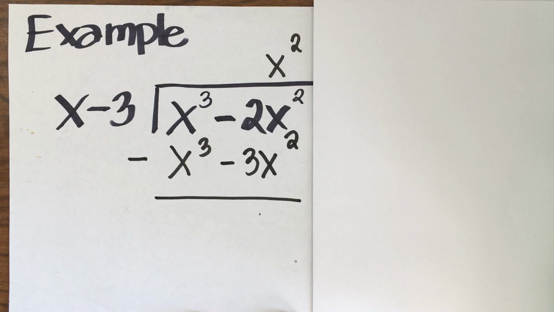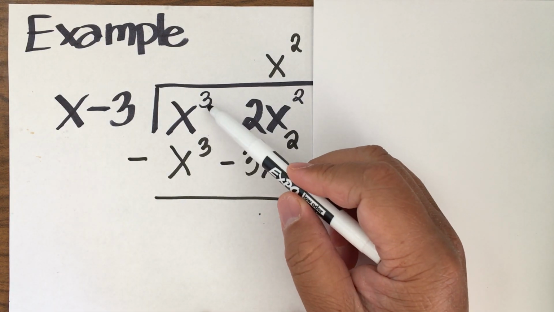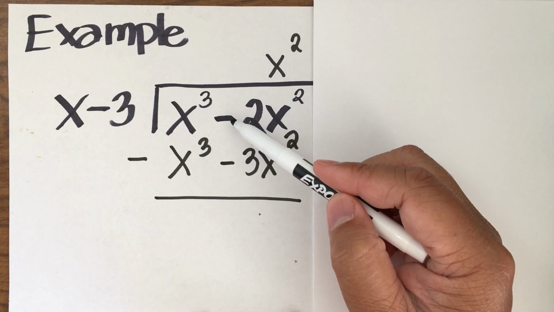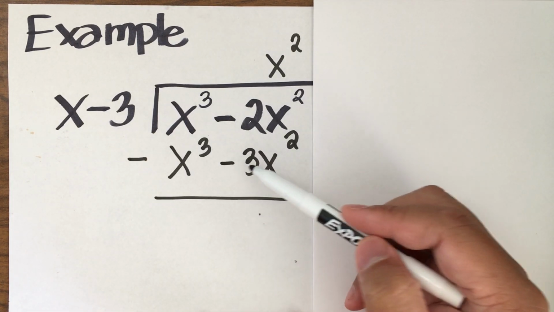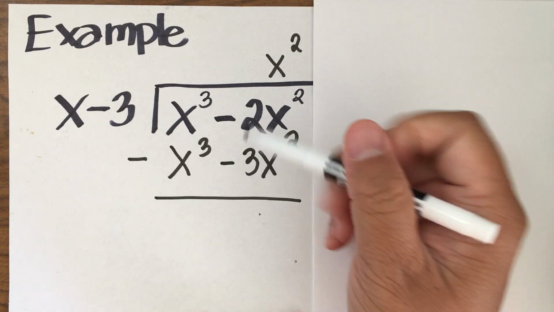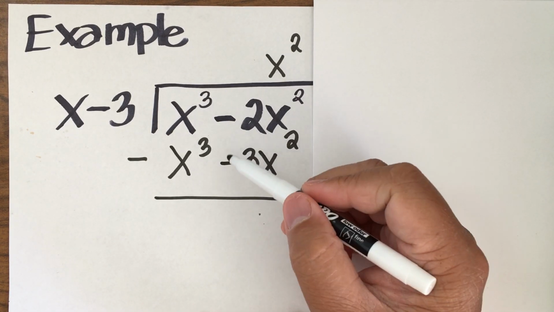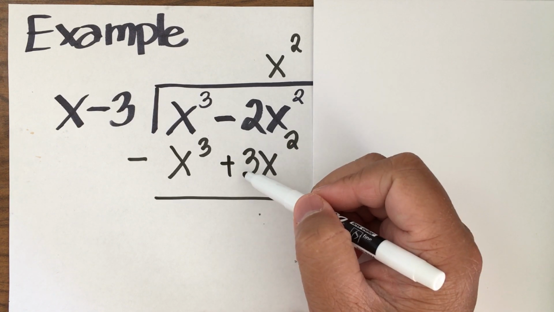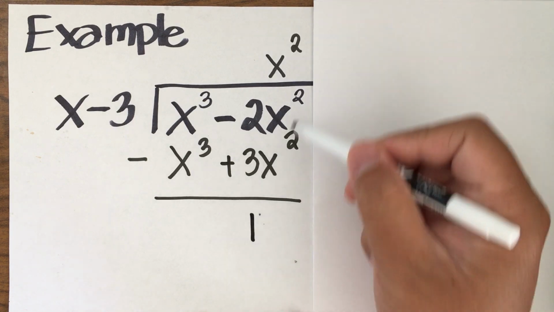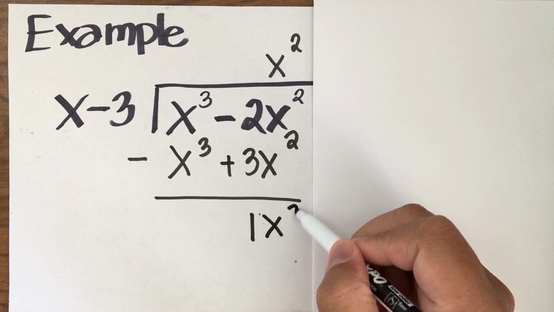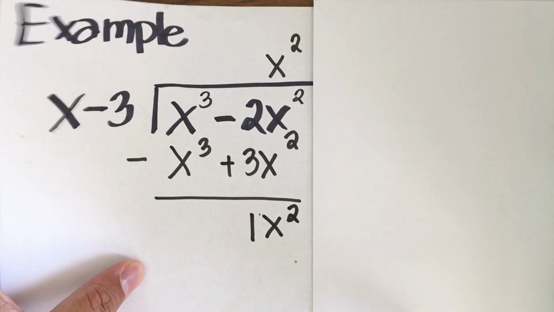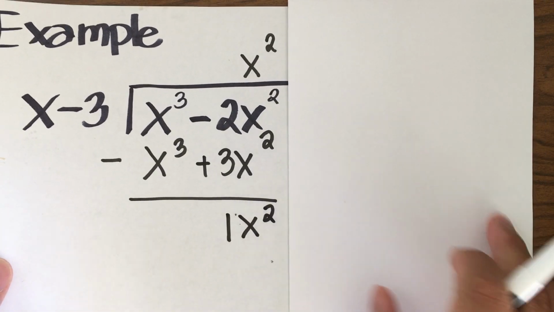When we subtract, x cubed minus x cubed is none. Negative 2 minus negative 3: every time we have two negatives, that means you have to add. So negative 2 plus 3 is positive 1, and then you just put x squared. Okay, and then we can now bring down the other number.